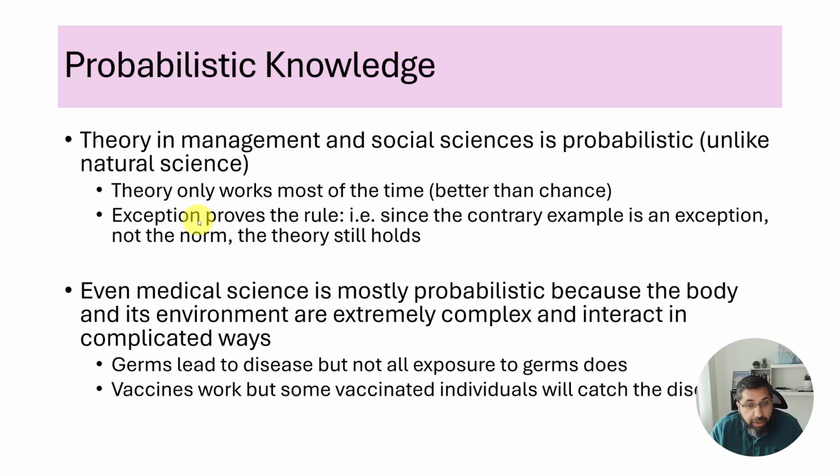Okay. Medical science is mostly probabilistic as well, because the human body and its environment are very complex and have very complex interactions. Again, it's very hard to measure all the variables, right? So we know germs lead to infections, but not every exposure to germs leads to infection, because there are so many other variables that determine whether infection happens, in addition to the presence of germs. Vaccines work in a probabilistic sense, but some vaccinated individuals will catch the disease. That's not disproving medical science, because what we have is probabilistic knowledge, right? So just like these examples, what we do in management and social sciences is develop probabilistic knowledge.